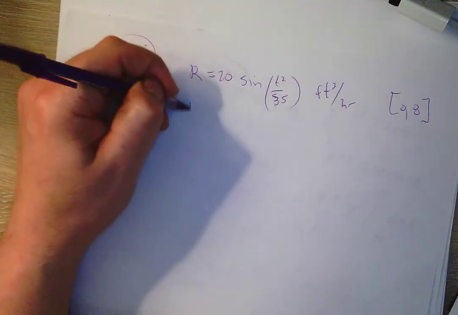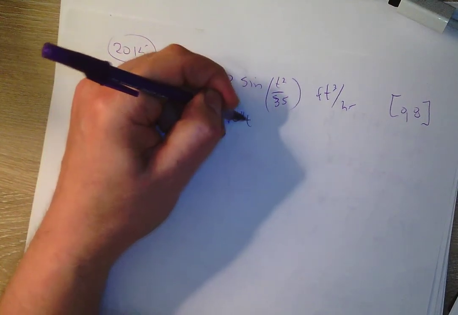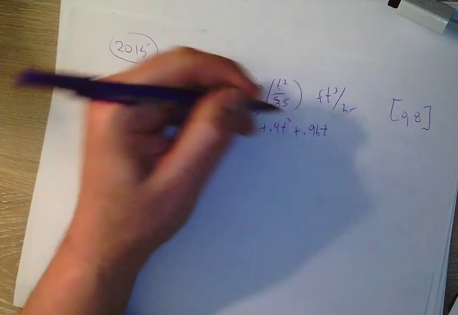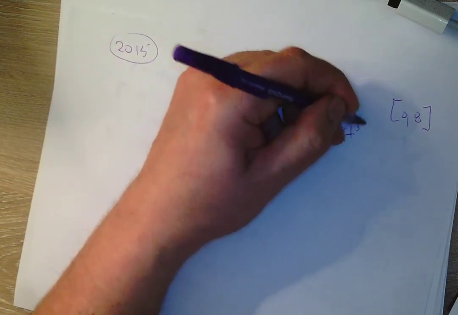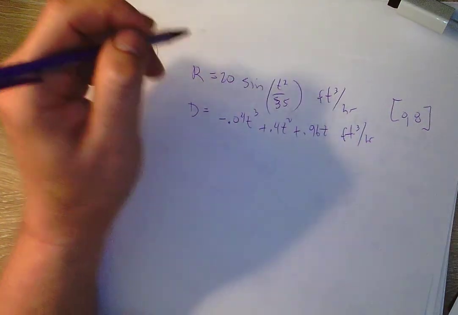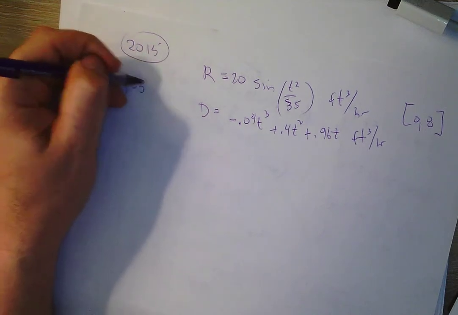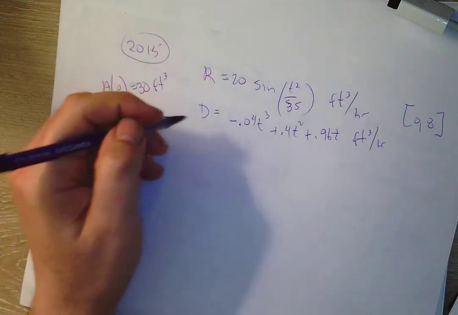Water is draining at negative 0.04 t to the third plus 0.4 t squared plus 0.96 t, also in cubic feet per hour. And the amount of water at time equal to 0 in the pipe was 30 cubic feet. Okay, let's see what they ask. How many cubic feet of water flow into the pipe during the hours from 0 to 8?